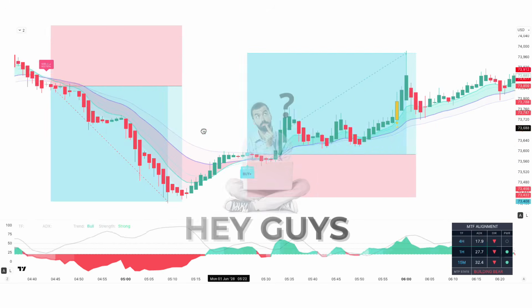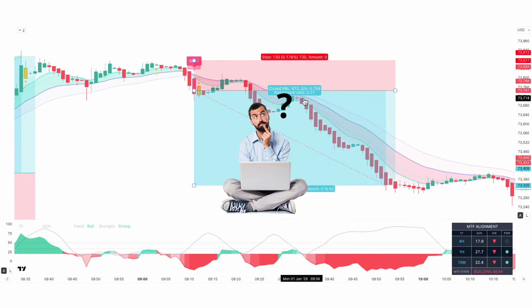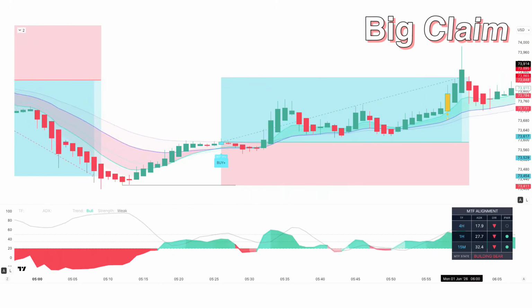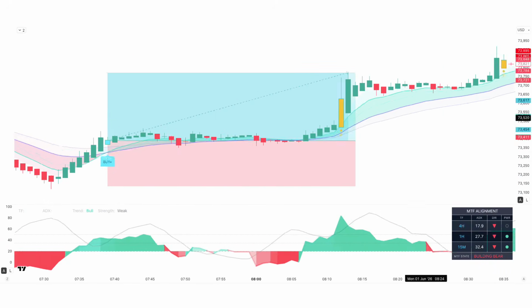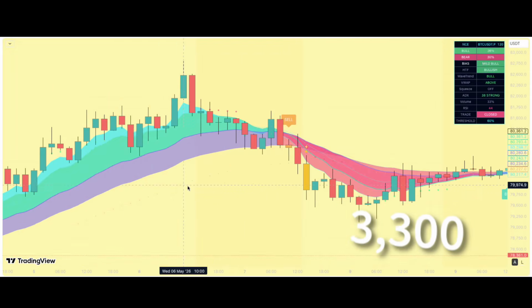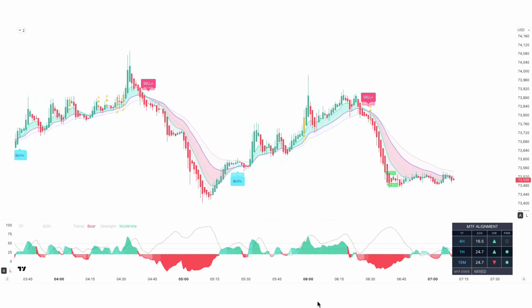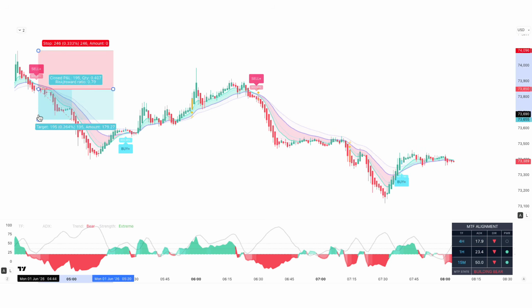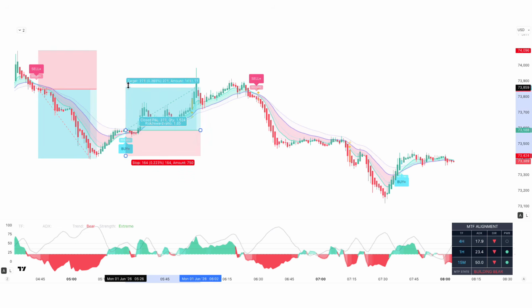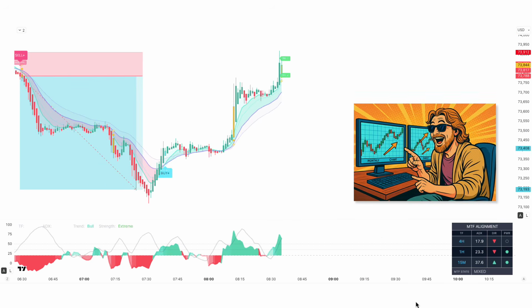Hey guys, what if the indicator you're about to see could completely change the way you look at charts? I know that sounds like a big claim, which is exactly why I was skeptical too. Over the past few months, I've tested countless indicators. Most looked impressive at first, but after a few charts, the excitement disappeared. The signals were late, inconsistent, or simply added more confusion. But then I came across something different.